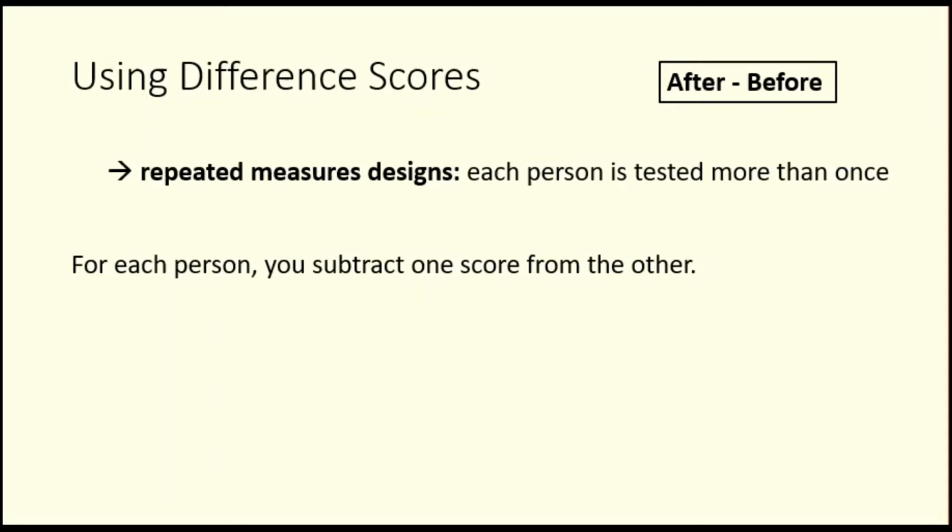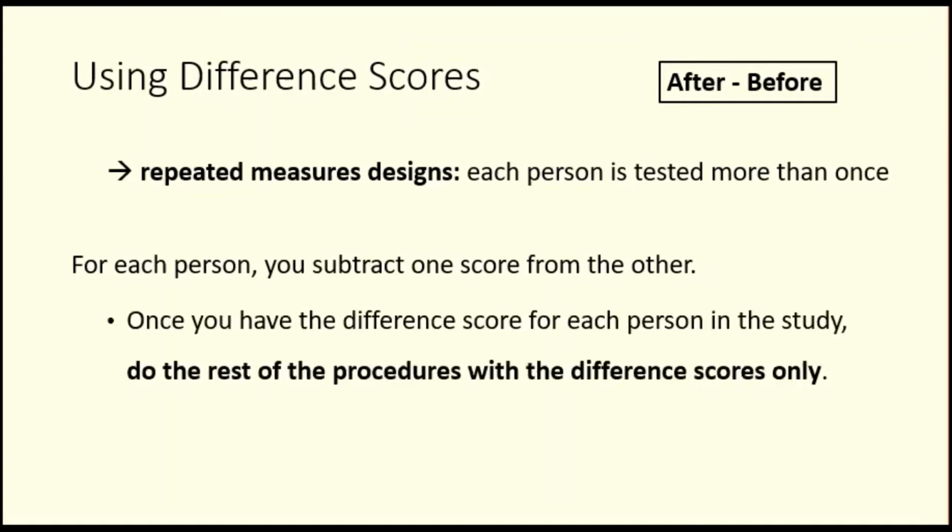And essentially, once we get these different scores, the important part is that we have before and after scores, we do this subtraction, and then we treat the rest of our analysis as though this was a single list of scores. And so those different scores are the only scores that we're going to use once we calculate them.